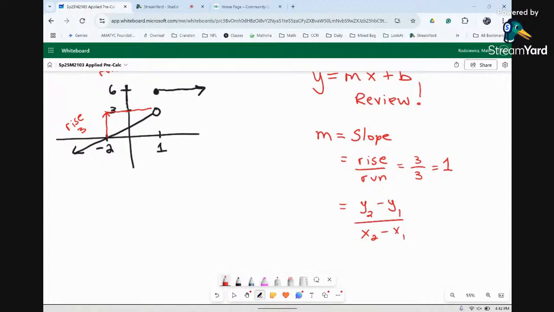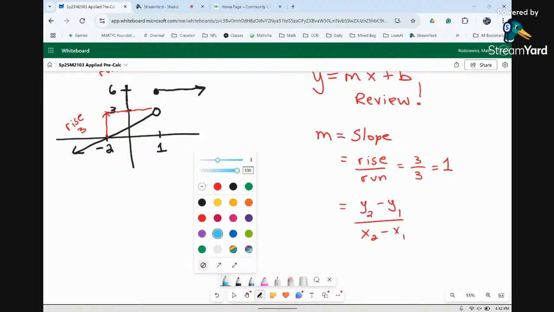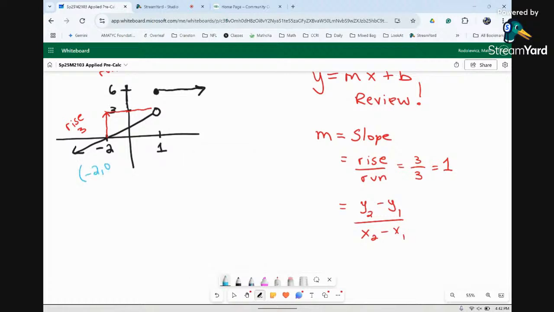So we have this ordered pair here, -2, 0. Let me emphasize the color here. So this is -2, 0. This point right here, even though it's a hole, it's the point where the hole is 1, 3. We could say y2, the second y coordinate is 3, minus the first y coordinate is 0. The second x coordinate is 1, minus the first x coordinate was a -2.